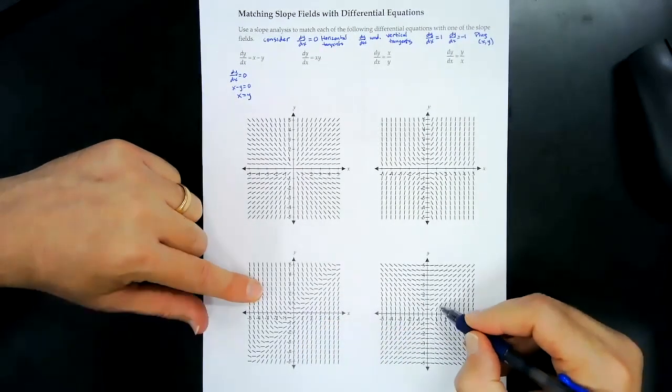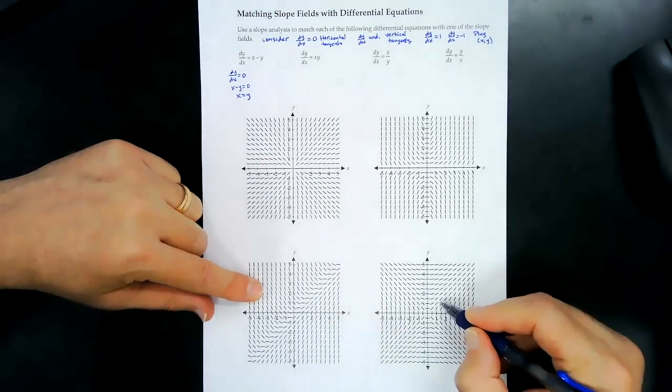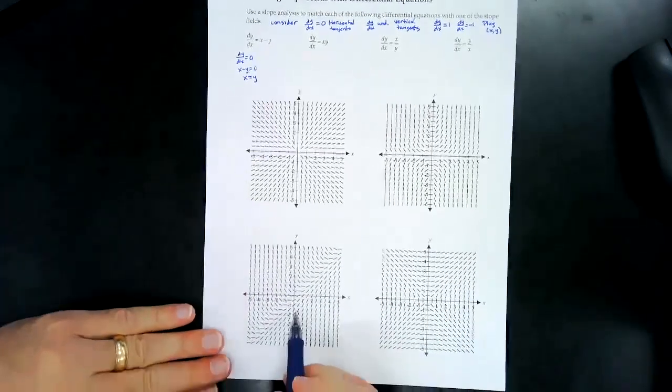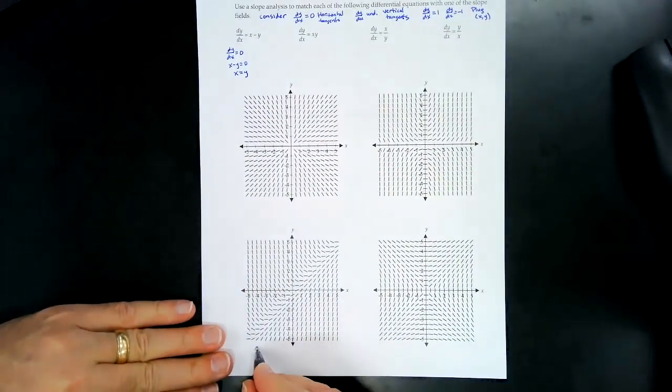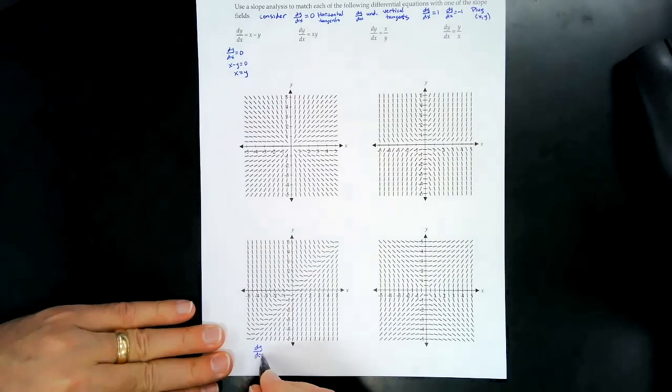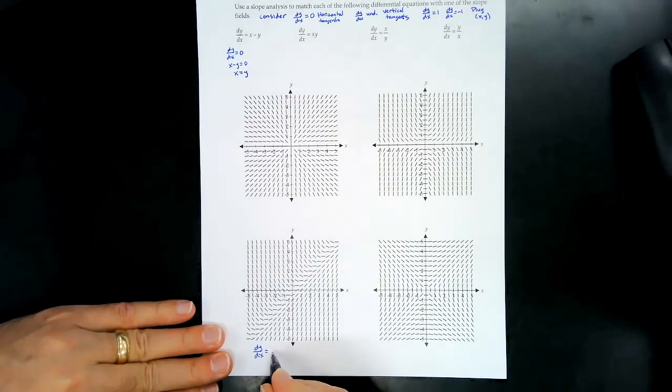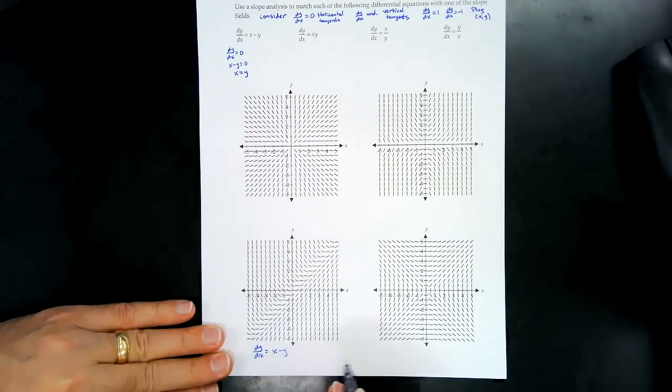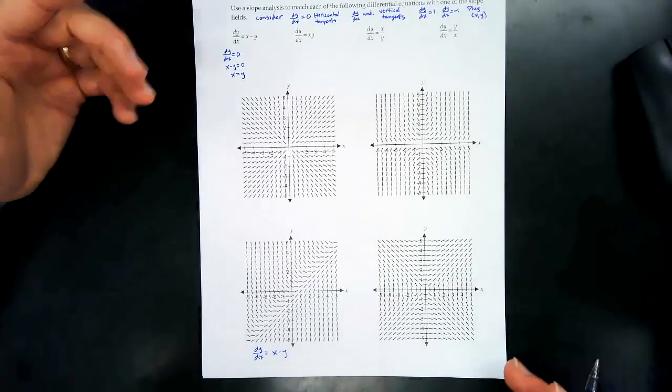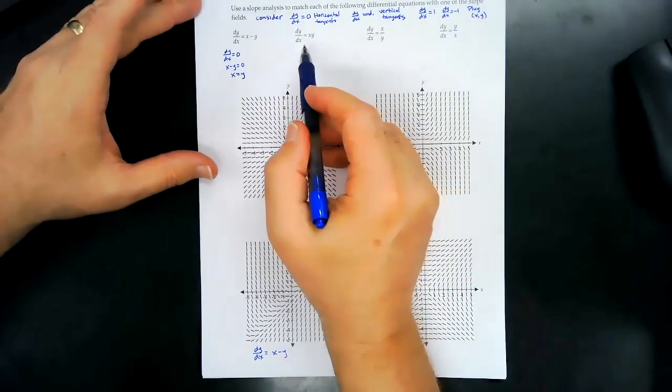Okay, at 1, 1. No, at 1, 1 it's not horizontal, right? So this slope field right here has to be dy over dx equal to x minus y. So we've gotten that one, okay? Now, how about this one?